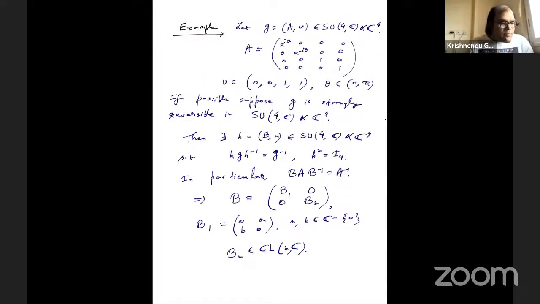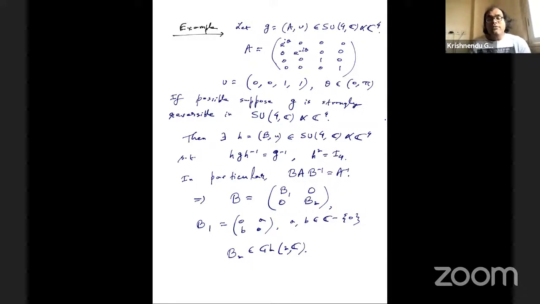So now I don't have much time. I have only 3 minutes, so I shall be able to discuss one example only. So you take an element in SU(4) semi-direct product C^4. Now take this matrix A, which I can express as the diagonal matrix with entries e^{iθ}, e^{-iθ}, 1, 1, and choose the vector v as this vector. Now, by our previous work, these sort of matrices are reversible in SU(n). In fact, they are strongly reversible there.